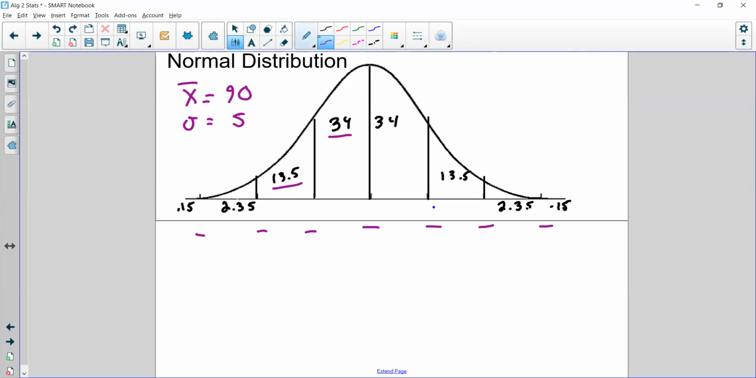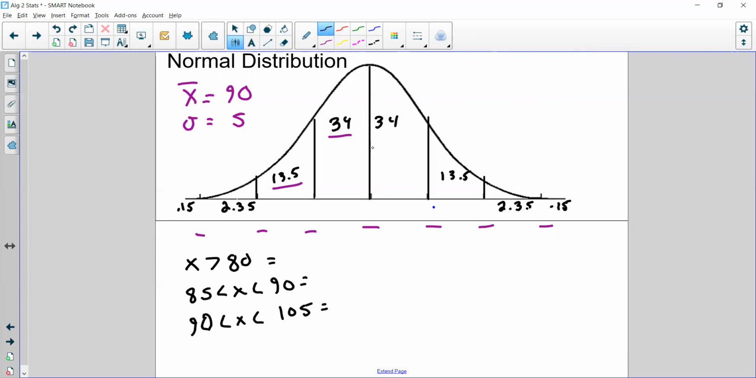And then you're going to have three follow-up questions. Give me X is greater than 80. Give me 85 is less than X, which is less than 90. And then give me 90 is less than X, which is less than 105.